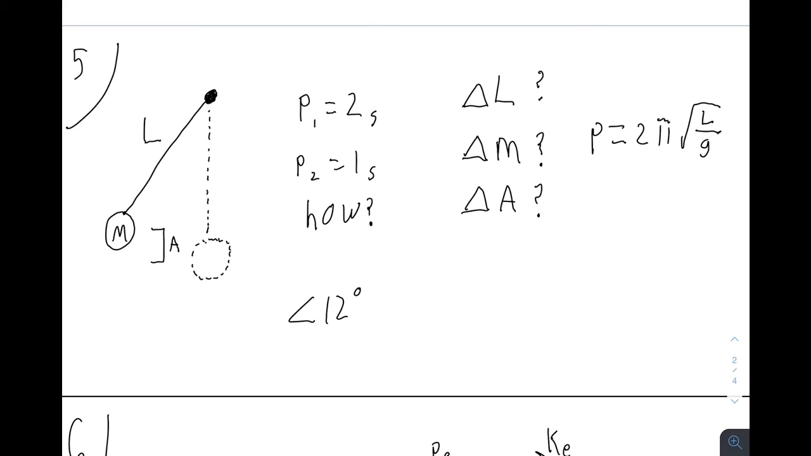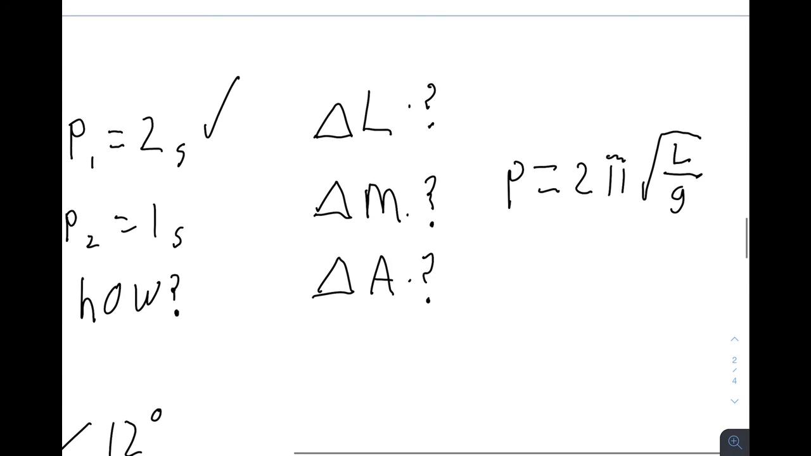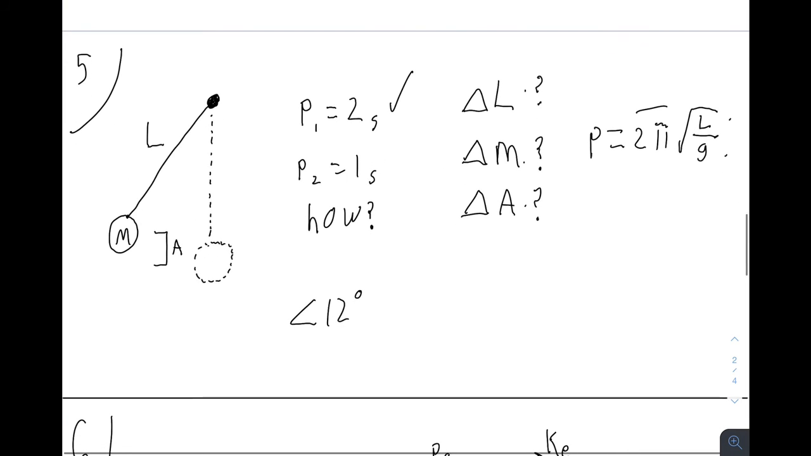So here's another situation. If period 1 in this situation went in a simple oscillating motion back and forth, and it took 2 seconds to do that, what variables, length, mass, or amplitude, would we have to change if period 2 was 1 second? Well, let's look at the variables we can change. The period of oscillation is equal to 2 pi times the square root of L over g. Well, we can't change pi, we can't change g, so we can change length.